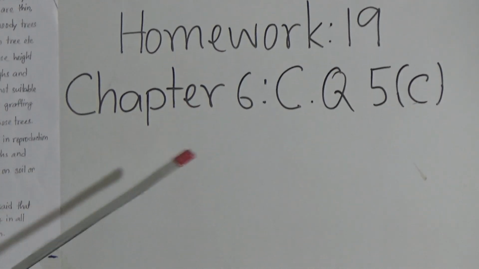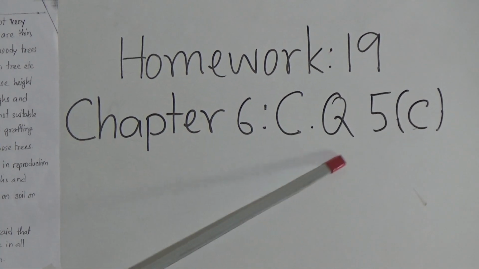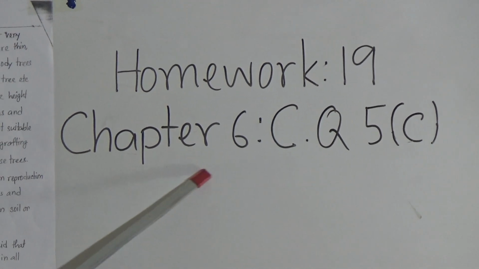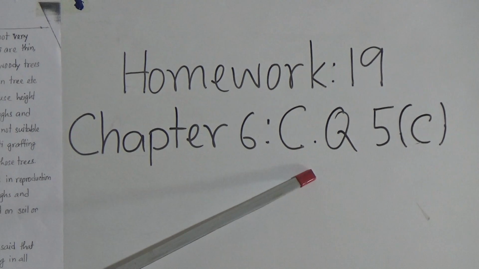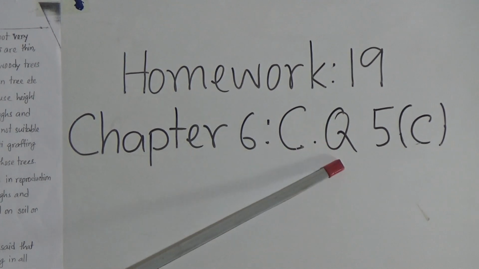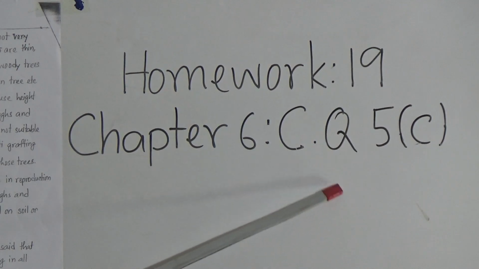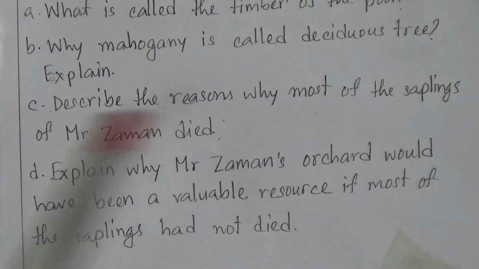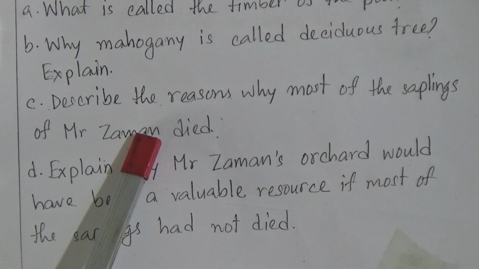And dear students, there is a homework. This is homework number 19, and you will do question number 5C as your homework from chapter 6. And what is the question? Describe the reasons why most of the saplings of Mr. Jamal died. This is the question, and you will write the answer of question number C. So, this is the question, and you will do it as your homework, and this is homework number 19.